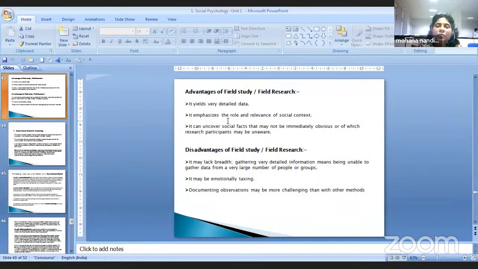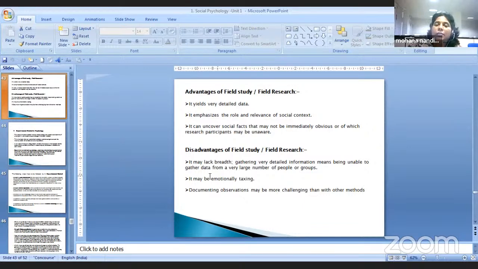What is the advantage of a field study? It gives very detailed data. Not only that, it is completely problem based. Suppose you are collecting the data completely online, only from the students. That is the advantage, and it emphasizes the whole and the relevance of the social context. It can cover social facts that may not be immediately obvious or of which research participants may be unaware.